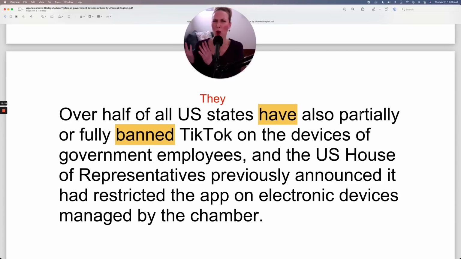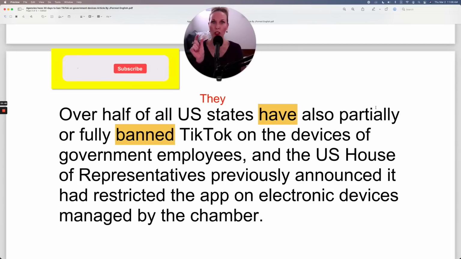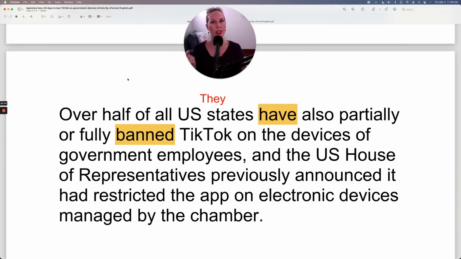I don't know how you partially ban an app, to be honest. I'm not sure. And fully is 100%. So partially would be 50% of TikTok. There's some things that you can use, but some things that you cannot use. So maybe somehow it's possible that you can watch TikTok videos, but you're not allowed to upload your own video. I don't know if that's possible, but that would be an example of partially banned. Fully banned is 100%, of course.